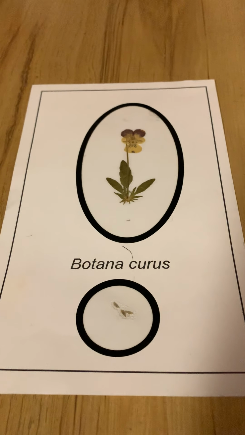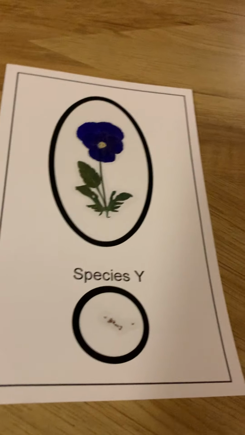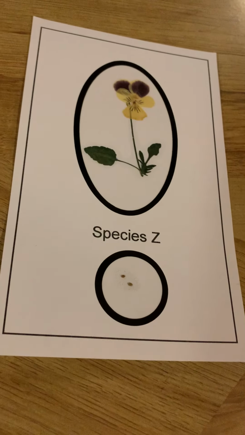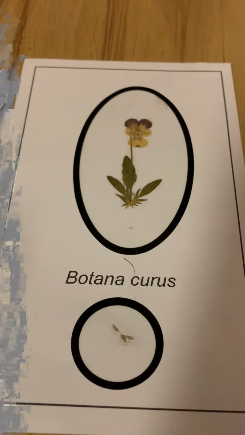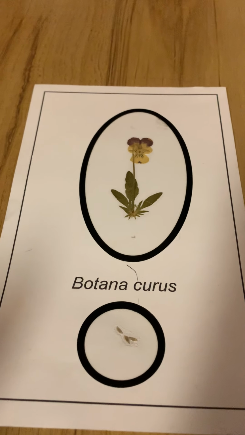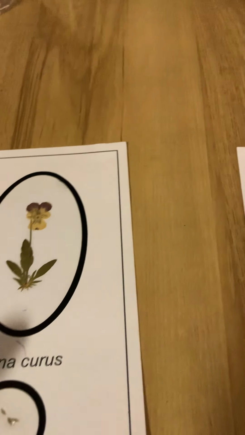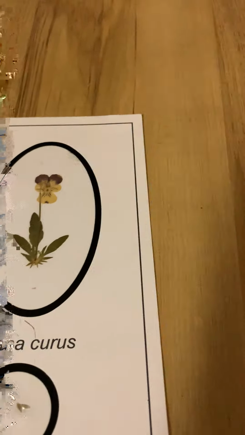So we have to study three other species, species X, species Y, and species Z, so that we can figure out which of these three species is most similar to Botanicurus and can possibly give us more curol to cure cancer. So for part one of this lab, we're going to look at the structures of this plant, okay?